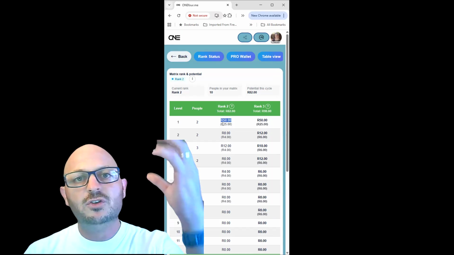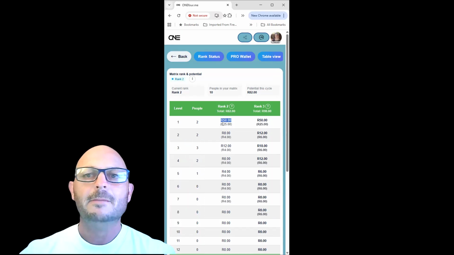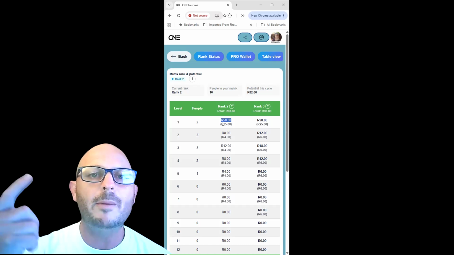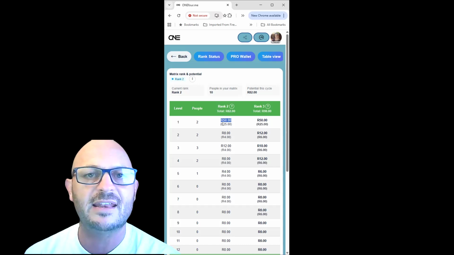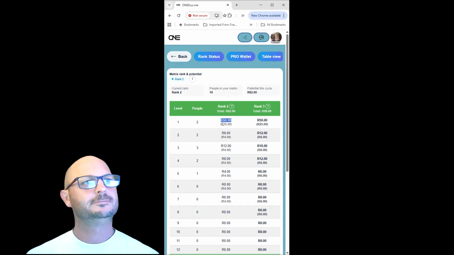And the transaction of 200 Rand monthly subscription will be debited from your wallet, meaning that you only have to top up your wallet with 150 Rand. And that is how that transaction works within your wallet.